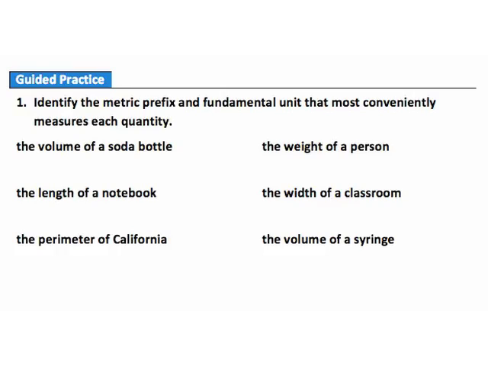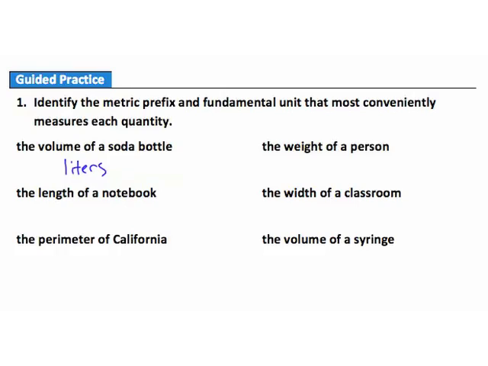Question 1. Identify the metric prefix and fundamental unit that most conveniently measures each quantity. Okay, so we're looking at the volume of a soda bottle. Well, to measure the volume of a soda bottle, we're probably going to use liters. You may have already encountered this. A larger soda bottle, lots of times they sell them in 2 liters.